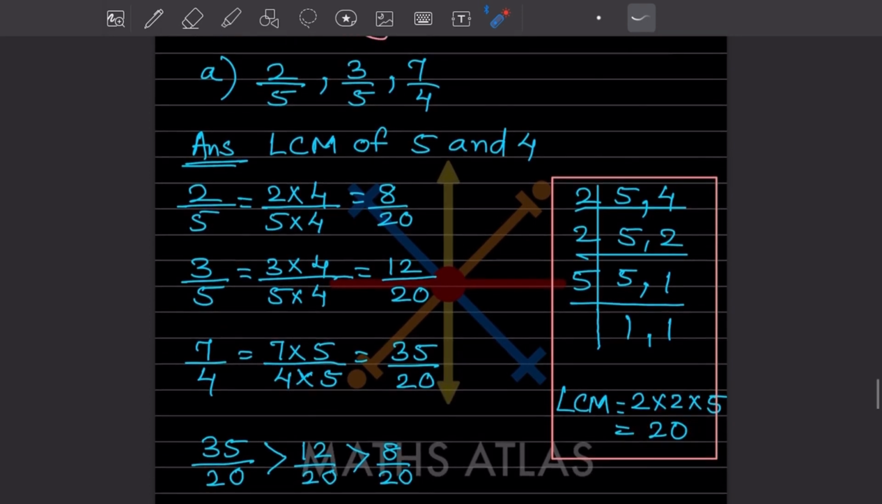Now let us take this fraction and see. First we have to make the denominator 20. Here 5 times 4 is 20. Because we have multiplied this by 4, the numerator should also be multiplied by 4. So 4 times 2 is 8, 8 by 20. Now let us take 3 by 5. 5 times 4 is 20 and 3 times 4 is 12, so 12 by 20. When we take 7 by 4, 4 times 5 is 20. So this is multiplied by 5, so the numerator should also be multiplied by 5. So 35 by 20.